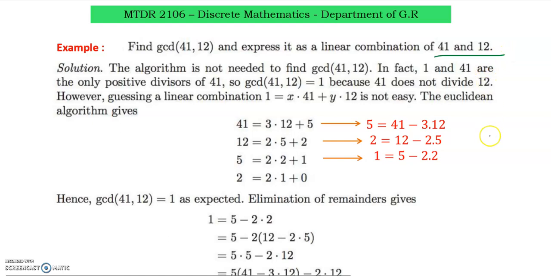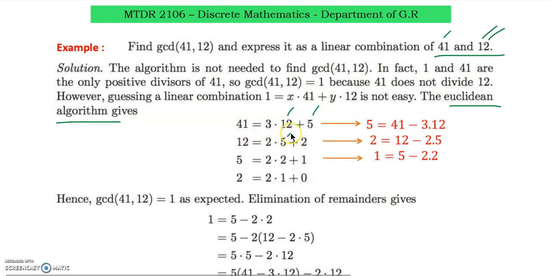We have already seen the Euclidean algorithm in the previous video. We will apply that algorithm to find the GCD. First we take the bigger number, 41, and the smaller number, 12, and divide the bigger by the smaller. So 41 is equal to 3 multiplied by 12 plus 5, where the remainder is 5. For the next step I take 12 and 5, so 12 is equal to 2 multiplied by 5 plus 2, where the remainder is 2.